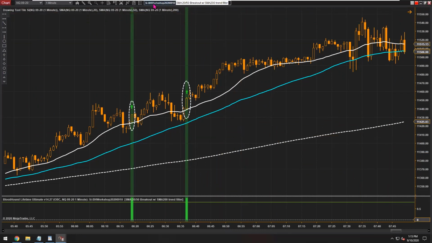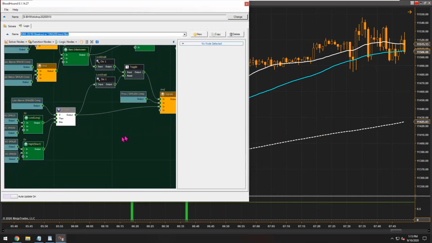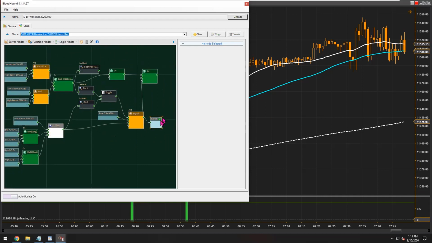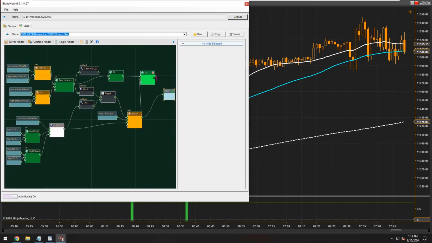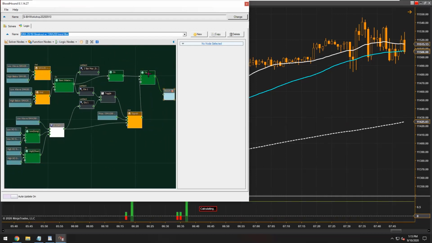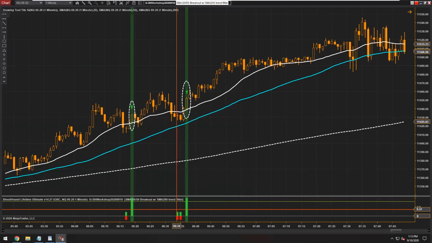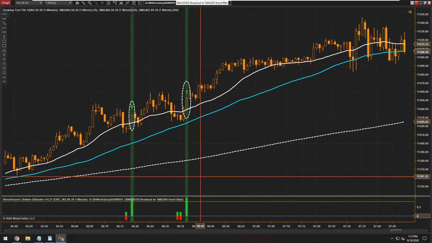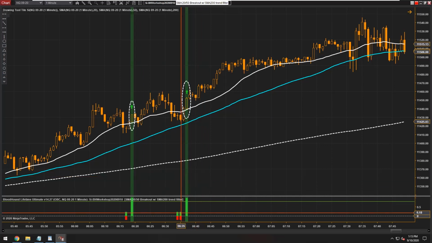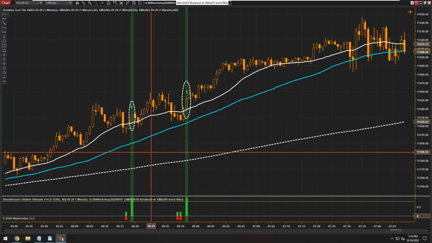Actually, let me make a little adjustment here. I want to look at this ortho because I want to see both the in-between bars and the signal bars to make sure we're not possibly missing any signals here.